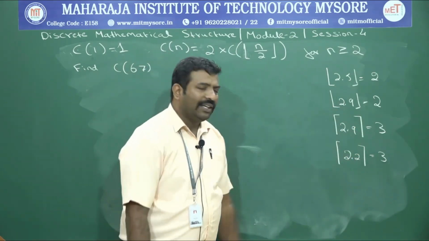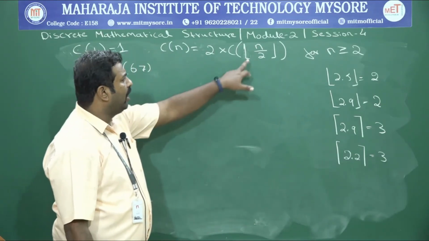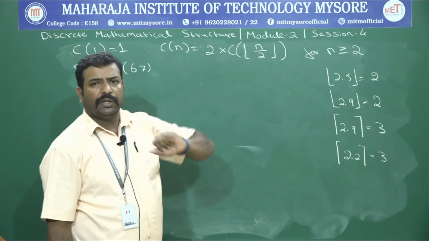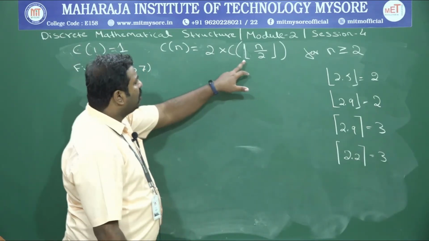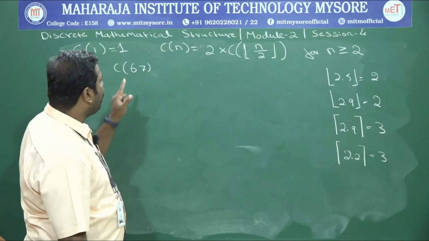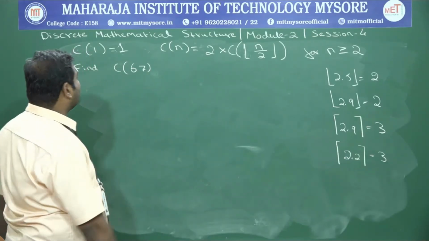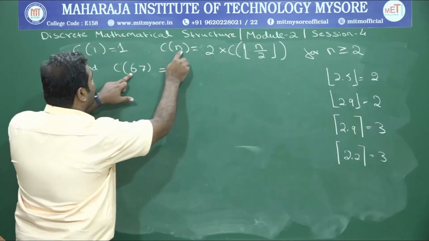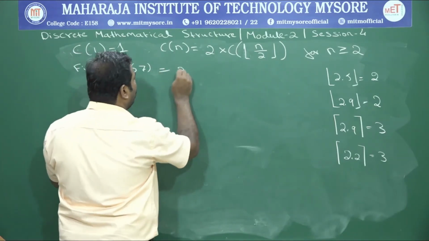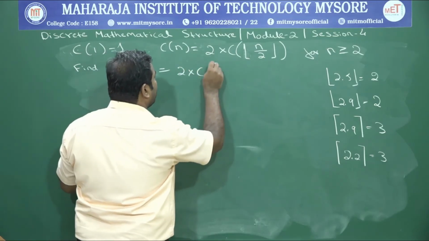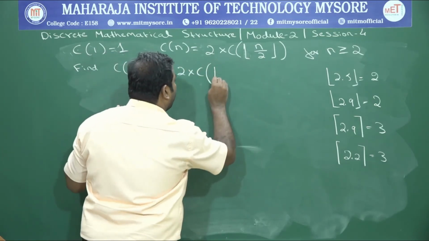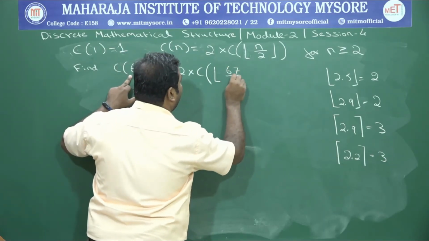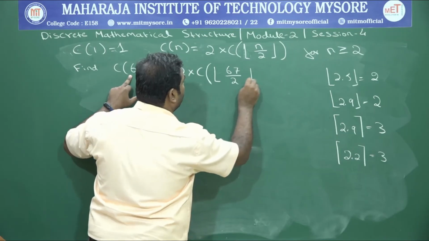So this is how the ceiling is going to work, or the floor is going to work. Whatever the problem has been given with is going to be with the floor. Fine. Now with this I am going to try to find what C of 67 is going to be. So C of 67 equals, replace n with 67, so 2 into C of floor of 67 divided by 2.